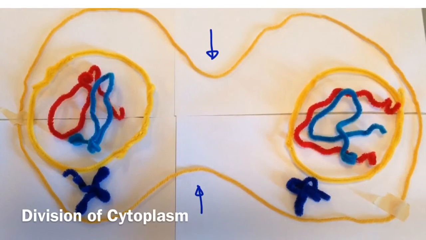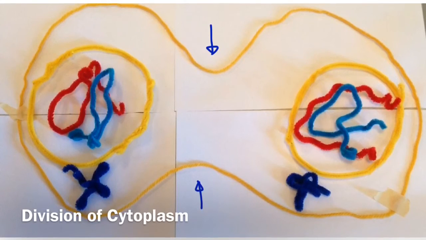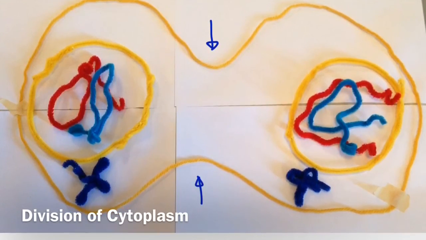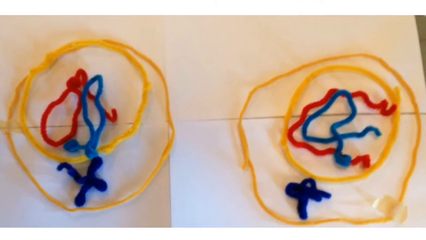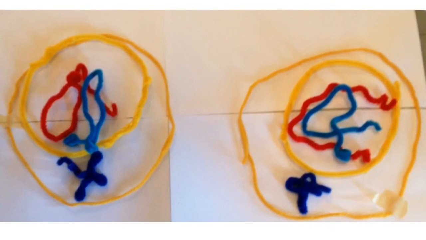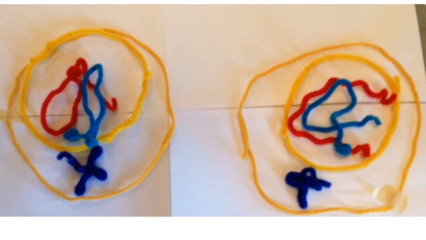Now the cells begin to split in a process called cytokinesis. In animal cells, cytokinesis results when a fiber ring composed of a protein called actin around the center of the cell contracts, pinching the cell into two daughter cells, each with one nucleus. In plant cells, the rigid wall requires that the cell plate be synthesized between the two daughter cells.